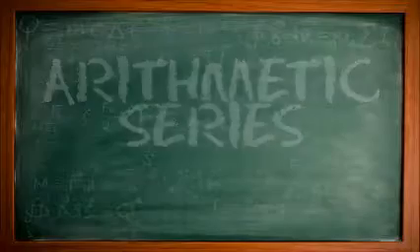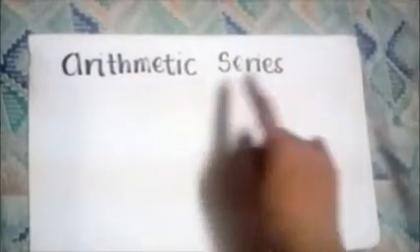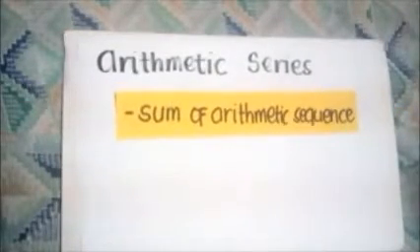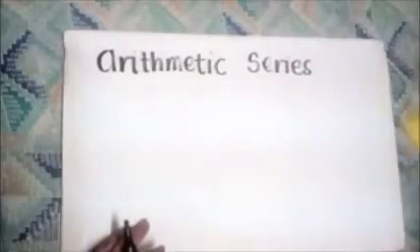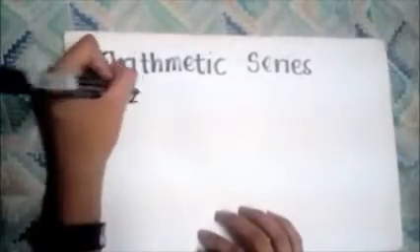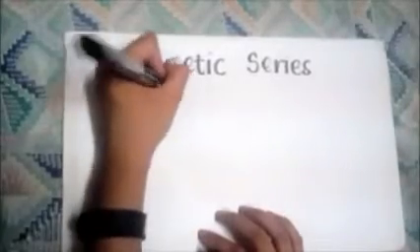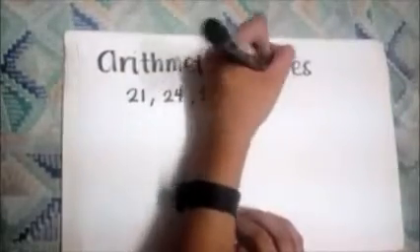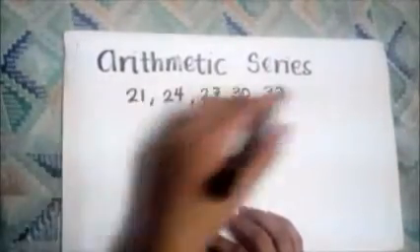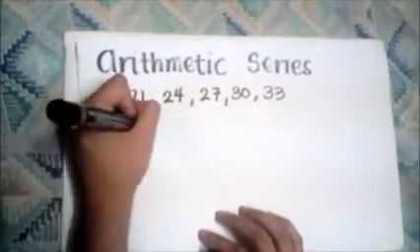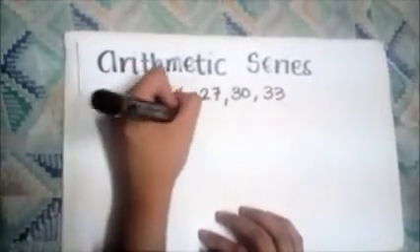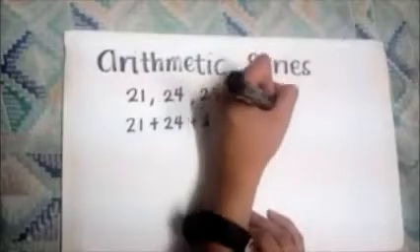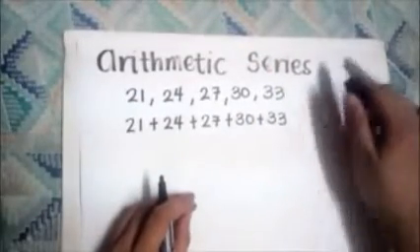So now let's discuss arithmetic series. Let's define arithmetic series. This is the sum of an arithmetic sequence. For example, we have the arithmetic sequence 21, 24, 27, 30, and 33. So this would be 21 plus 24 plus 27 plus 30 plus 33. So this is an arithmetic series.